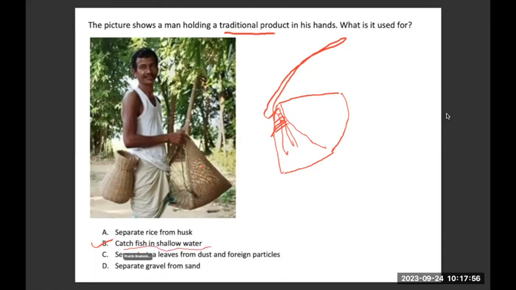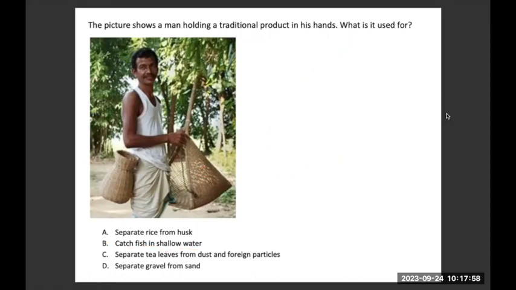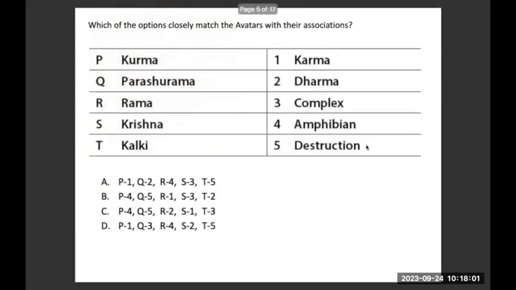Okay. Shallow. We'll move to the next one. Which of the following options closely match the avatars with their associations? You're given some avatars on the left side, and you are given the association of each avatar on the right side. You have to match them together.